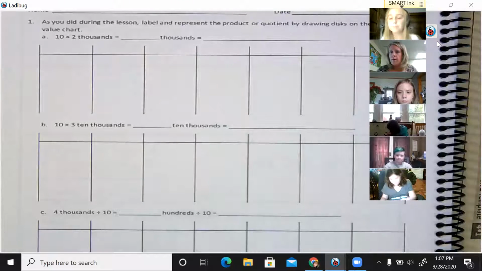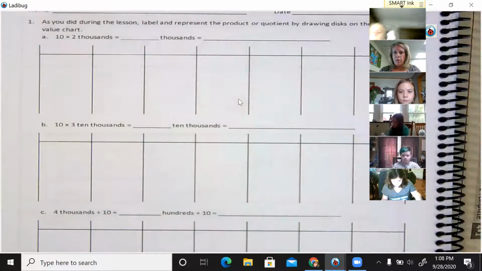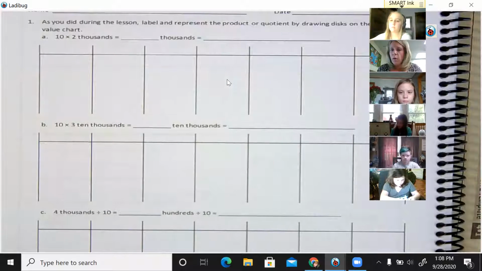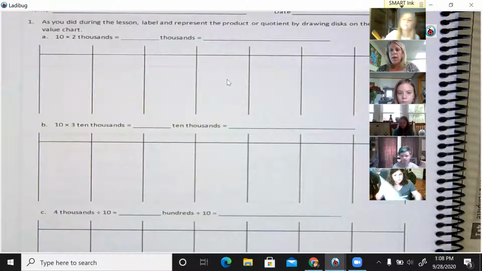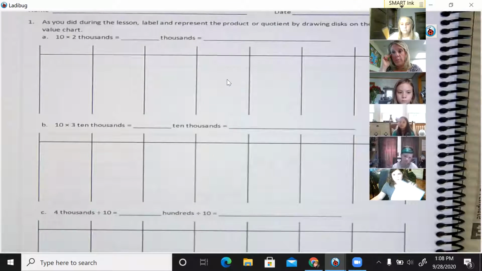Okay, so I'm going to minimize all of your faces so that my paper is visible. So if you have an answer, you don't have to wait for me to call on you. You can just unmute yourself. If it's quiet in your house, feel free to just leave your computer unmuted the whole time. That's fine with me.